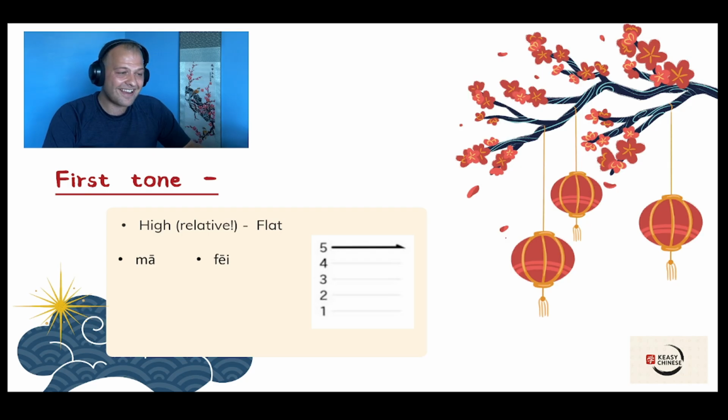Ma, fei, gong, chi, shu, hua, zhong, ge, tian, xin. How many of those were you able to guess before I said it? Do try and listen to those again and repeat after me. There we have it, the first tone.